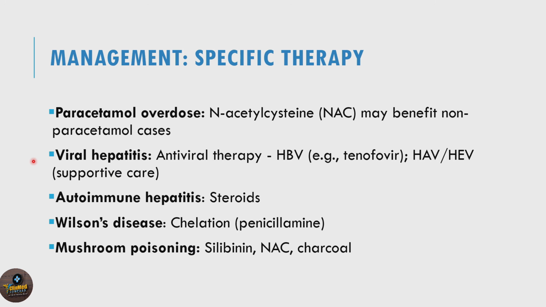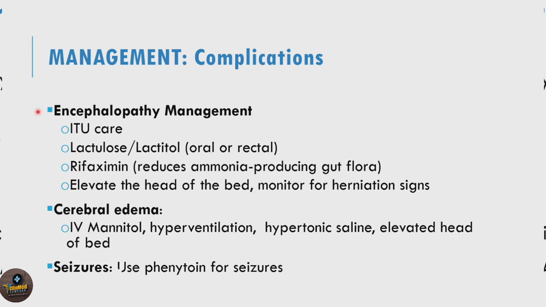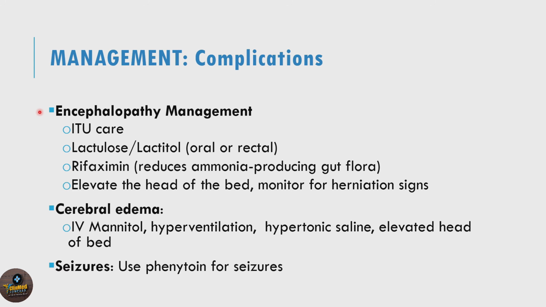Autoimmune hepatitis responds to corticosteroids. In Wilson's disease, chelation therapy with penicillamine is indicated. Mushroom poisoning is treated with silibinin or N-acetylcysteine and activated charcoal. For encephalopathy, admit to intensive care units.